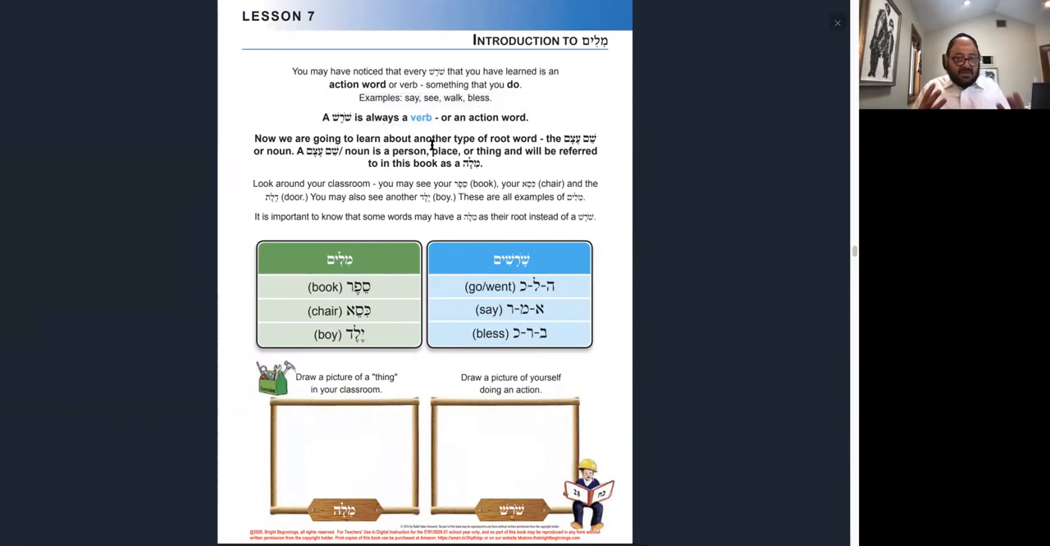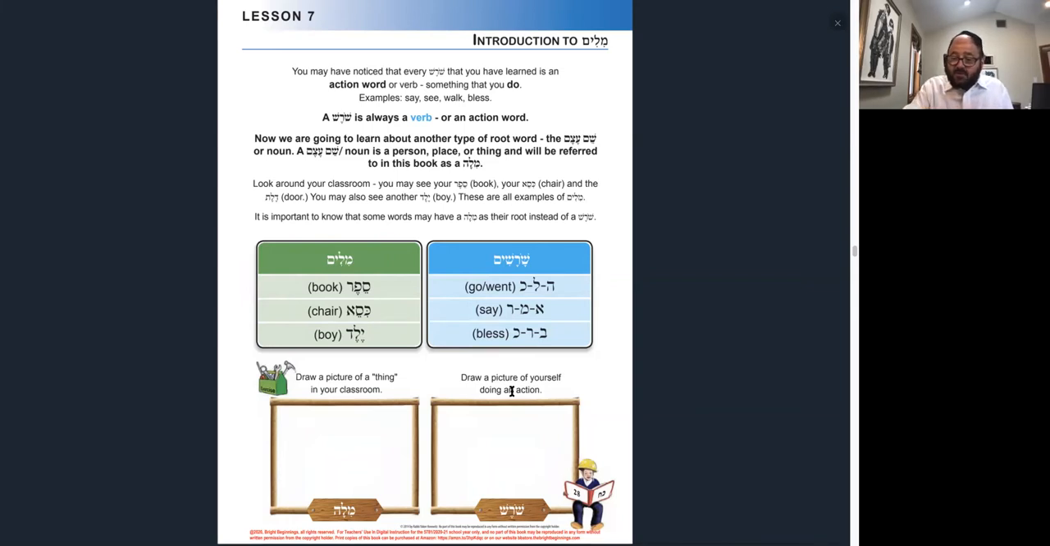Again, in English, we have the terms noun and verb. Throw, run, slide are verbs, and house, tree are nouns. So in the blue here on the right side are the shorashim that we learned for verbs. Today we're going to do the milim, the words that are nouns. We have here sefer, meaning a book. Kisei is a chair. Yelad is a child.